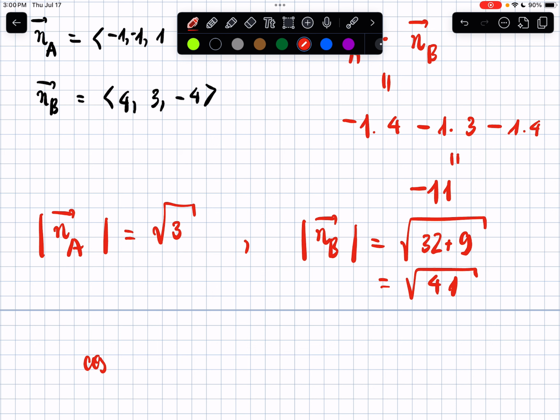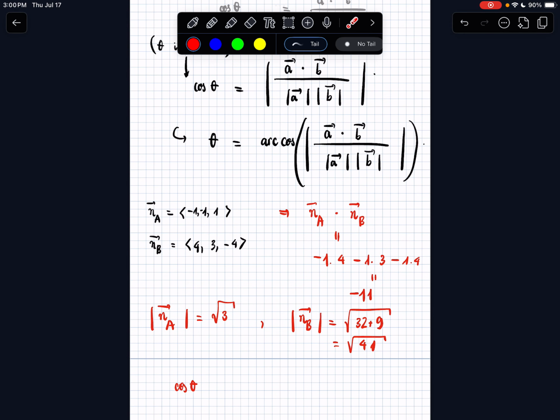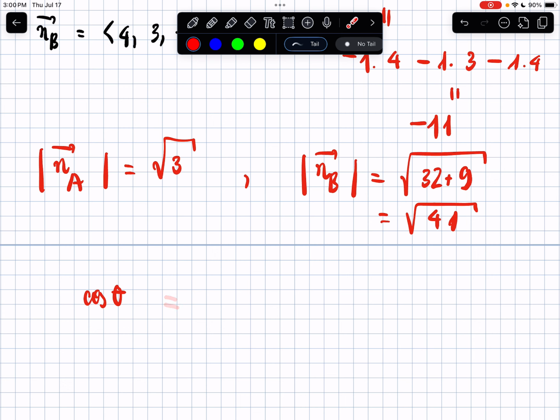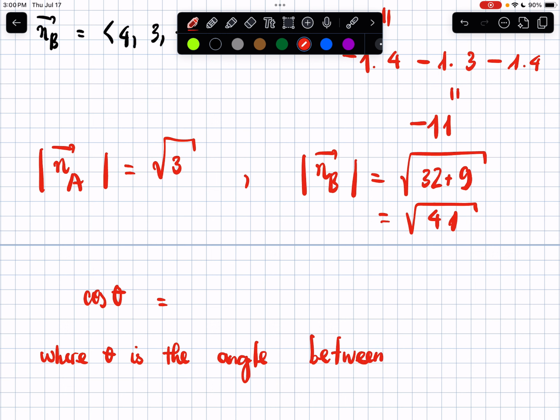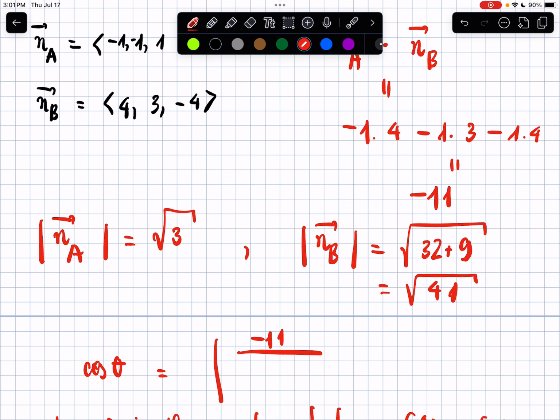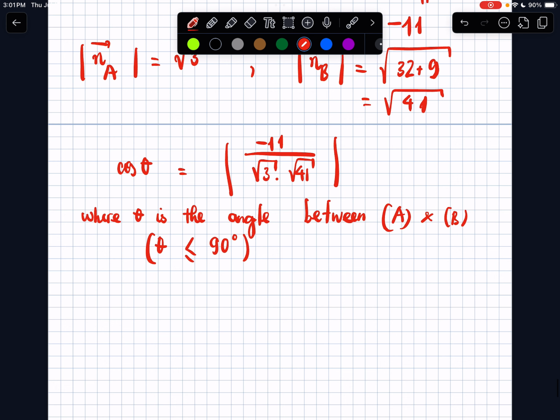So cosine of the angle theta, where we have already taken it positive, so remember we have the absolute value here, where theta is the angle between A and B, theta less than or equal to 90 degrees, is the absolute value of the dot product, 11, divided by square root of 3 times square root of 41, and this gives us theta equals arc cosine of 11 over root of 3 times 41.